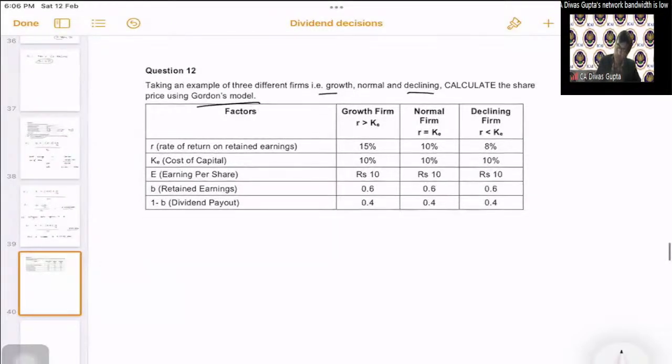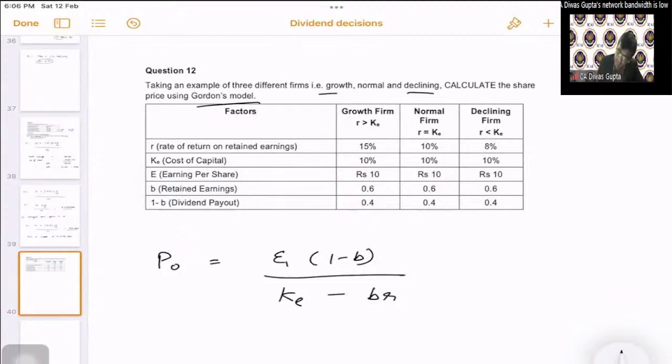First of all, let us revise, students. What was the formula as per the Gordon's model? E1, 1 minus B divided by KE minus B into R, right? This was the Gordon's model.